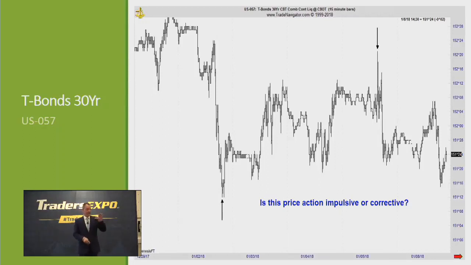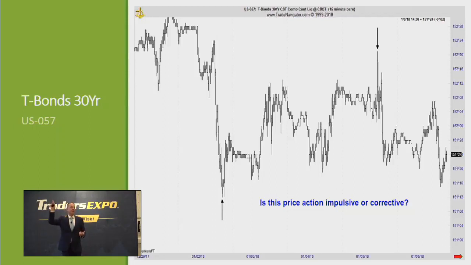Okay? Well, if it's not motive, then it's going to be corrective. Well, what kind of correction is it? A zigzag, a flat, or a triangle? Well, a triangle is going to be a sideways affair. A flat's going to be a double top or a double bottom. Okay? So you work your logic tree. So rather than get into exactly what pattern this is, just tell me, is it motive or corrective?